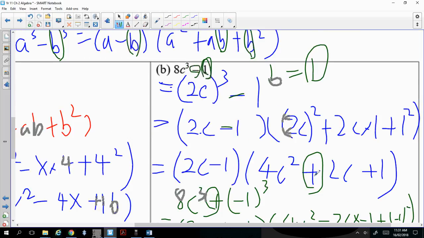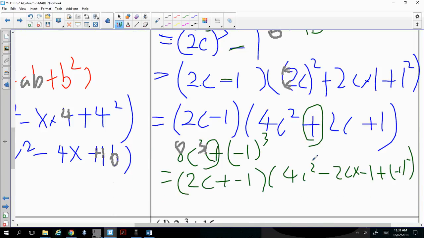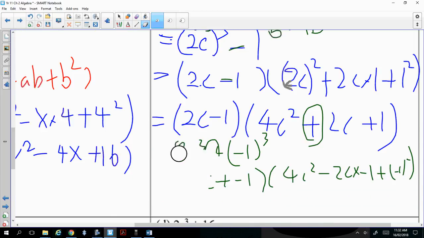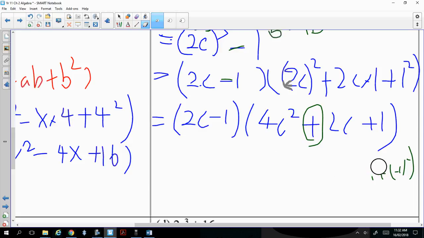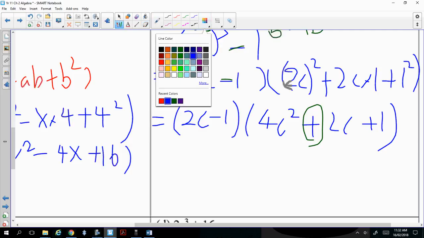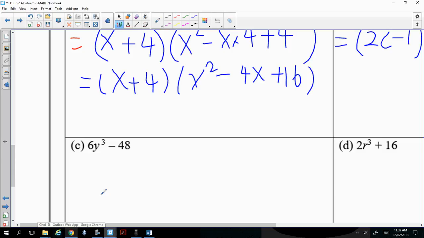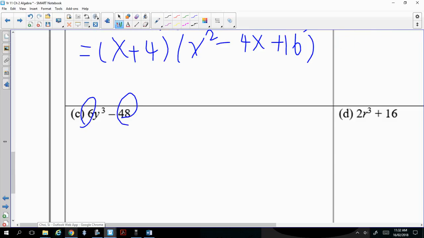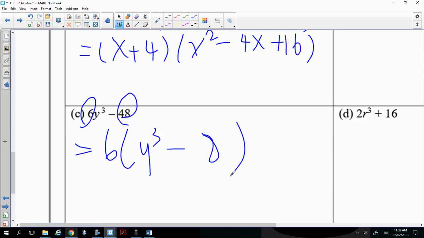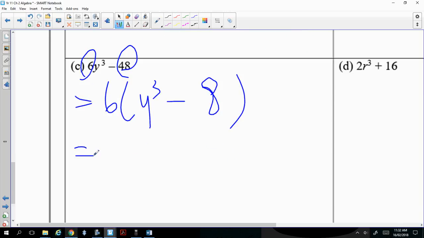All right, let's rub this off so it doesn't get distracted. Okay, we're now going to do 2 more. Now, what do I do for the next one? The next one's a bit different. 6 is not a perfect cube, isn't it? And so is 48. But if you factorize the 6 out first, you do get a difference of 2 cubes because 8 is now a perfect cube. So you get 6 (y cubed minus 2 cubed), and you then use the formula. Okay?